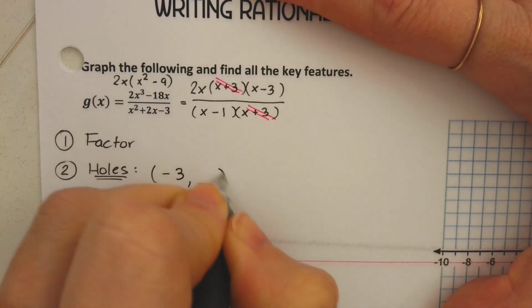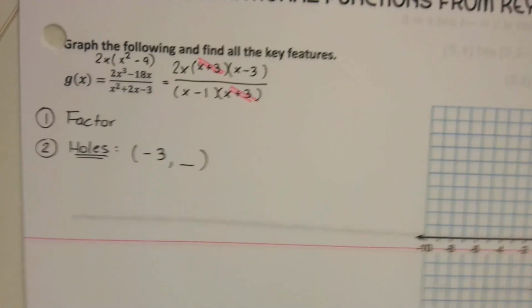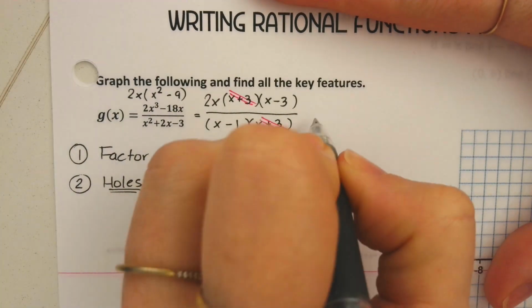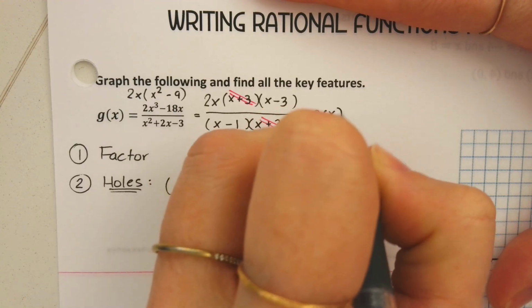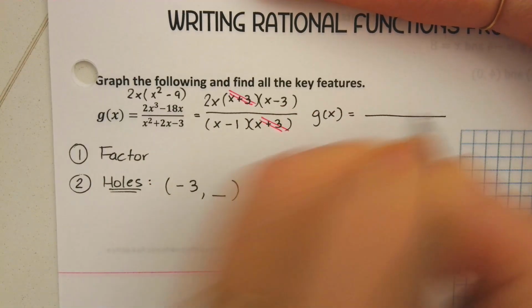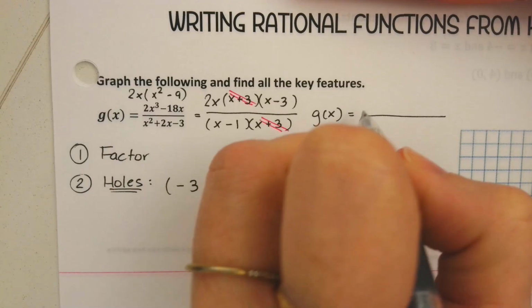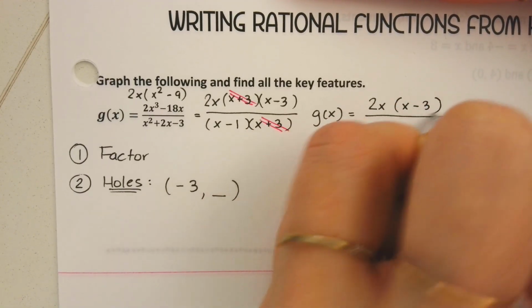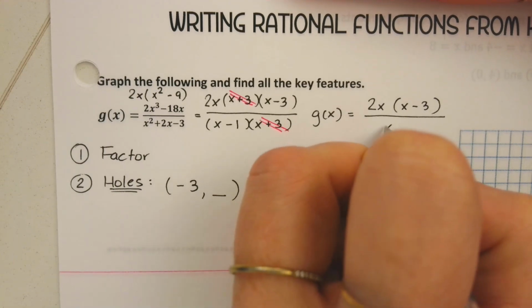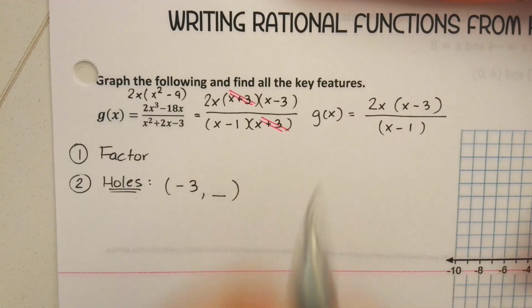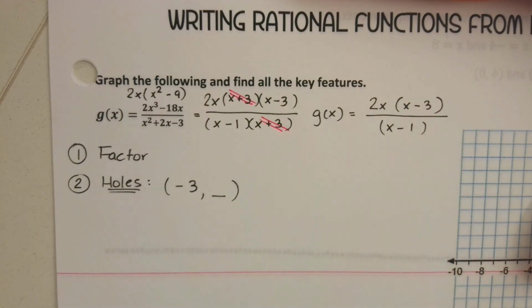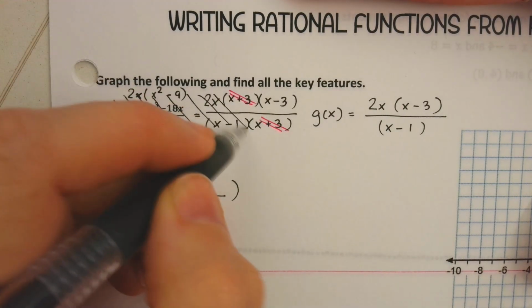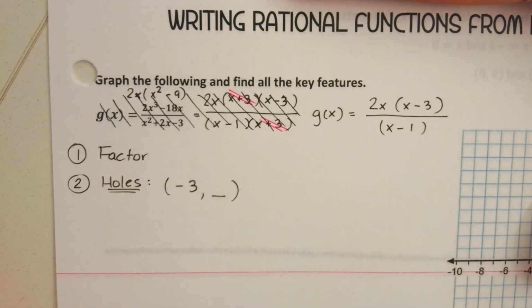And then before I move on, I'm going to write out the new function so that I'm not tempted to use the old function. Okay, so the new function, it's still y equals, what's still on the top? 2x and also x minus 3. And then on the bottom we still have x minus 1. Okay, I'm going to scratch out the old one so that I'm not tempted to use it to find anything, not a single thing.